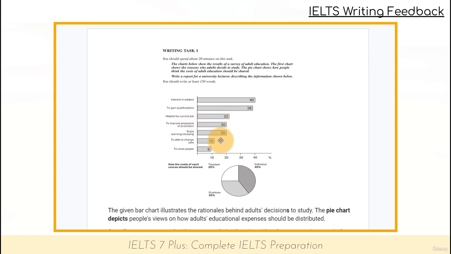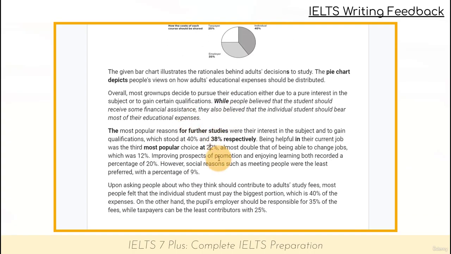And then they've made a bit of a jump and gone here to just make that comparison between halves, which is great to do. It is really good to sort of talk about doubles and halves and five times more than, if you can, in parts. This is always a good way to explain and report and compare. And the examiner will look at this favourably and say, okay, so they're making the link between doubling and halving as well as reporting the specific details. So this is really good. Almost double that of being able to change jobs, which was 12%.